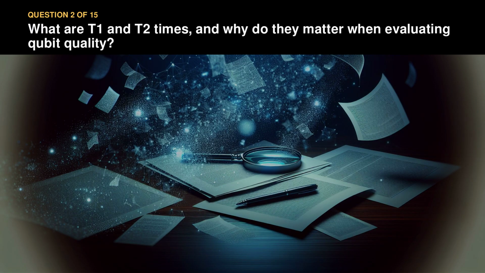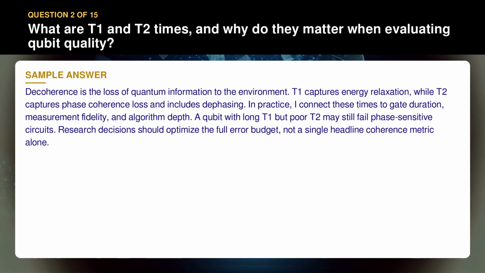Question 2. What are T1 and T2 times, and why do they matter when evaluating qubit quality? Decoherence is the loss of quantum information to the environment. T1 captures energy relaxation, while T2 captures phase coherence loss and includes dephasing. In practice, I connect these times to gate duration, measurement fidelity, and algorithm depth.